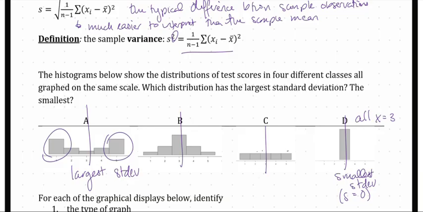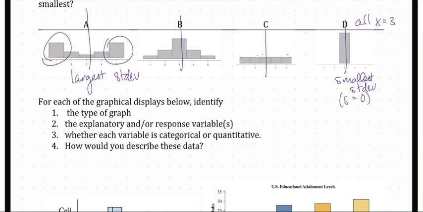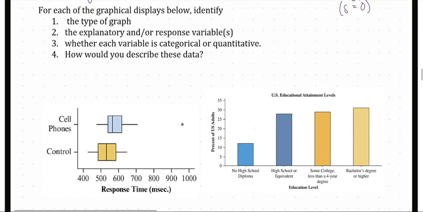The last thing we're going to do in this section is to identify the type of graph in the graphs below, whether there are explanatory and response variables, and then if there are both types of variables, which variable on the plot is in which role. If there are both types of variables, which is the explanatory, which is the response, whether they are categorical and quantitative, and how you describe these data using the concepts we just talked about. So for this first plot, what kind of plot is this? Take a minute and think about it and answer these 4 questions.